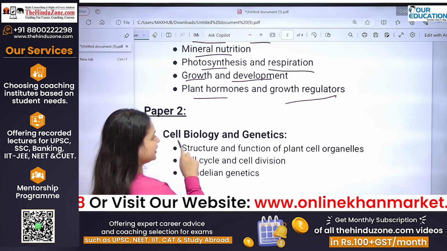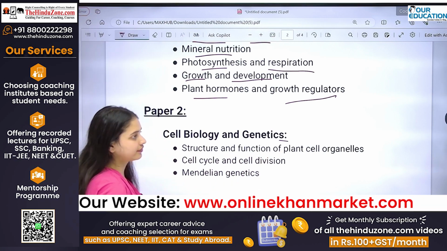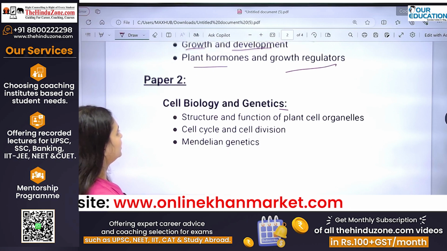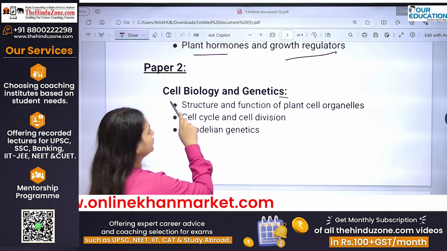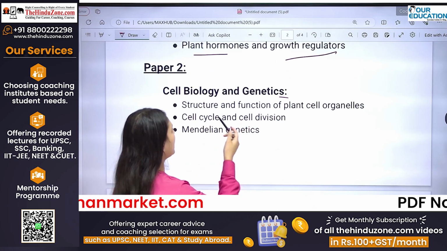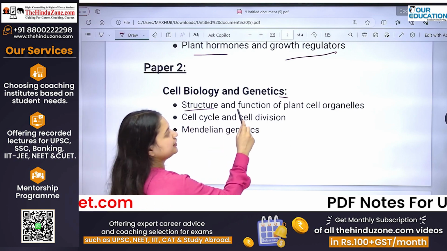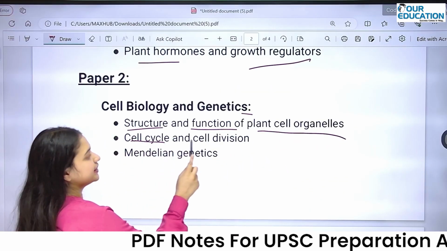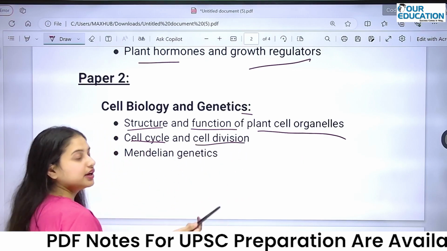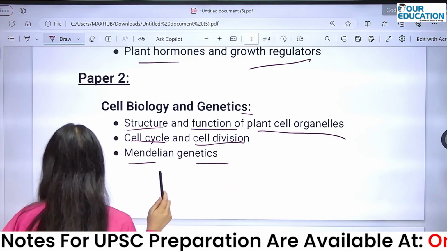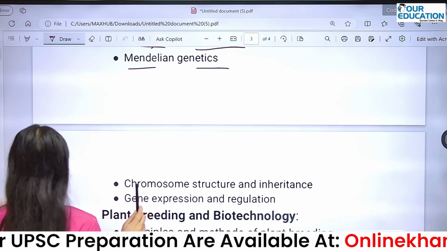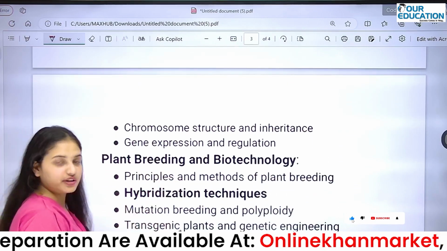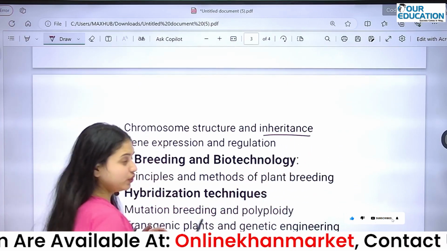This is cell biology and genetics. In paper 2, the first unit is cell biology and genetics. You have to cover structure and function of plant cell organelles. Another one is cell cycle and cell division. Third one is Mendelian genetics. Come to the next, that is chromosome structure and inheritance.